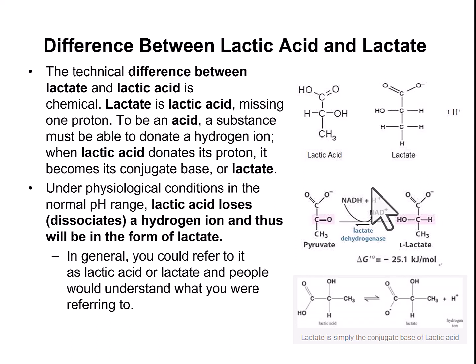Under physiological conditions in the normal pH range, lactic acid, once it's formed, quickly loses or dissociates a hydrogen ion and thus will be in the form of lactate. So when you're talking about the formation of lactic acid in anaerobic respiration, you're going to see some sources that say it's not lactic acid that forms, it's lactate. Well, it forms lactic acid, but under normal pH conditions within the body, that lactic acid dissociates very quickly to lactate, which is its conjugate base.